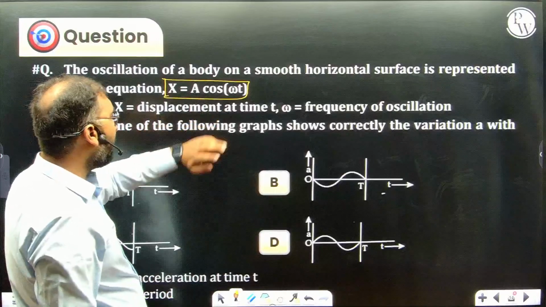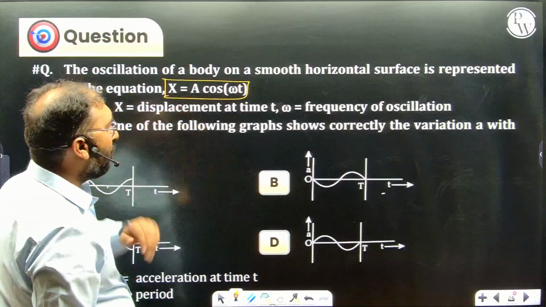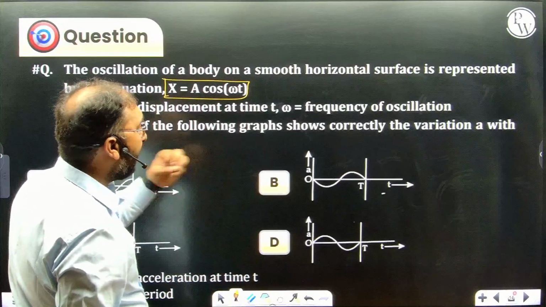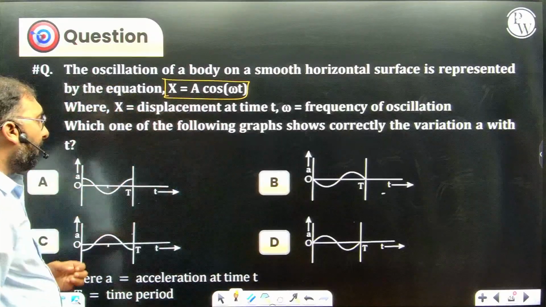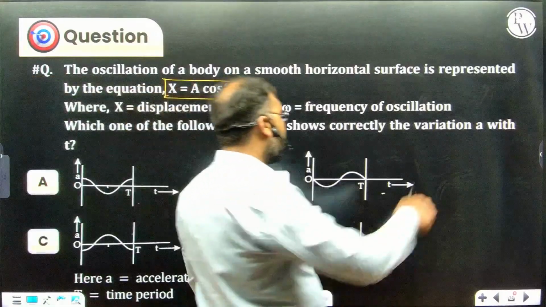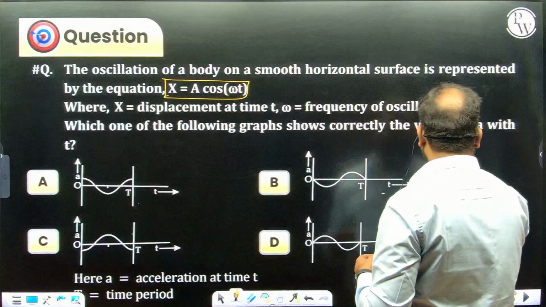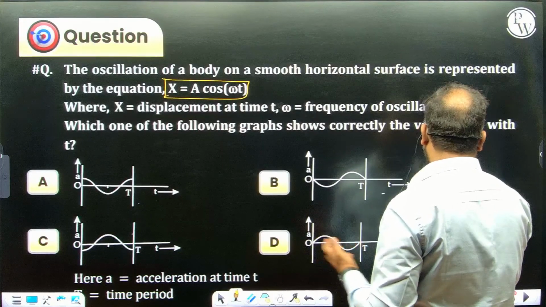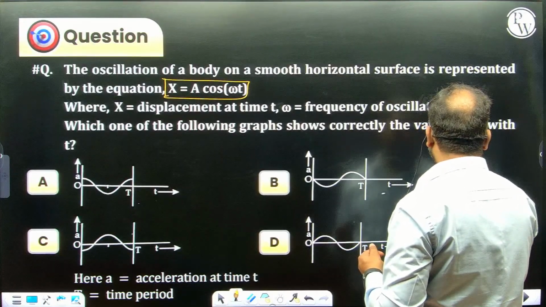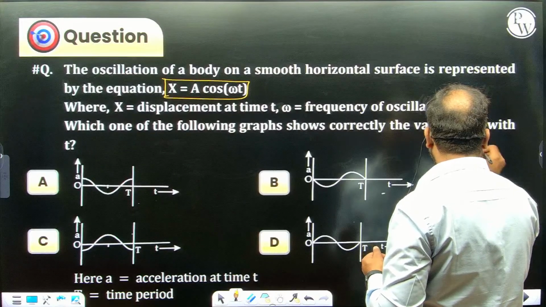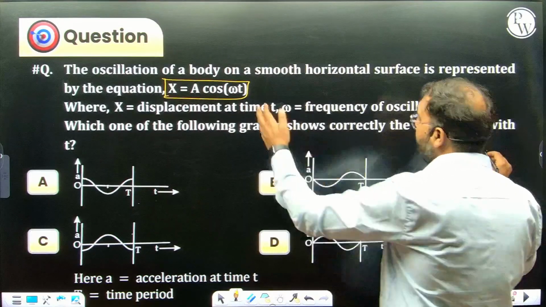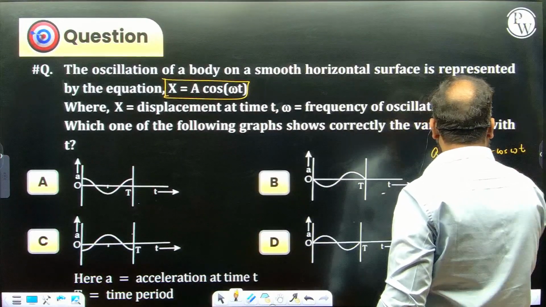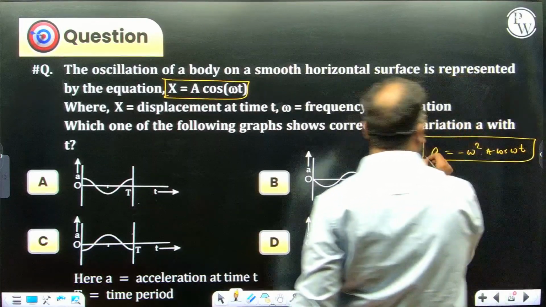Here x is displacement, t is time, and omega is the frequency of oscillation. Which of the following graphs shows correctly the variation of a with t? So acceleration versus time. We know that acceleration is minus omega square x, and x is a cos omega t. So this is your a versus t relation mathematically.